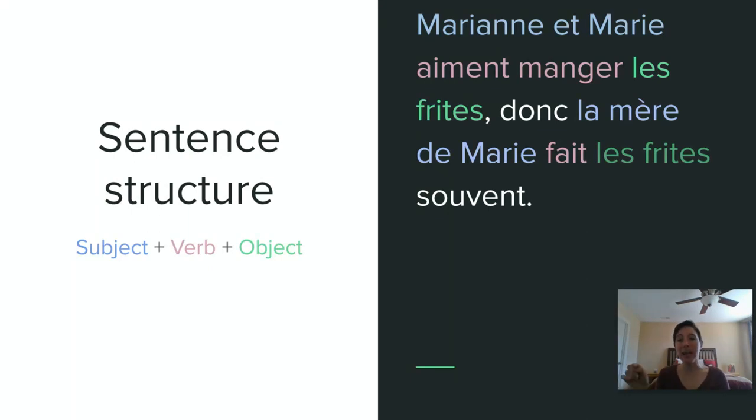For the second half of our sentence, les frites is actually repeated. It's still the object for the second half of our sentence. And this is the perfect opportunity to use a direct object pronoun, because we say les frites twice in one sentence.